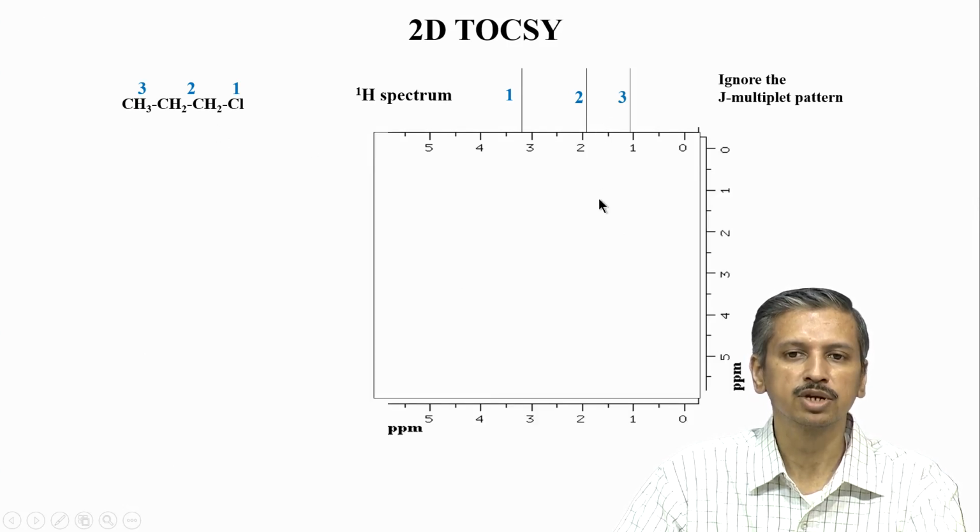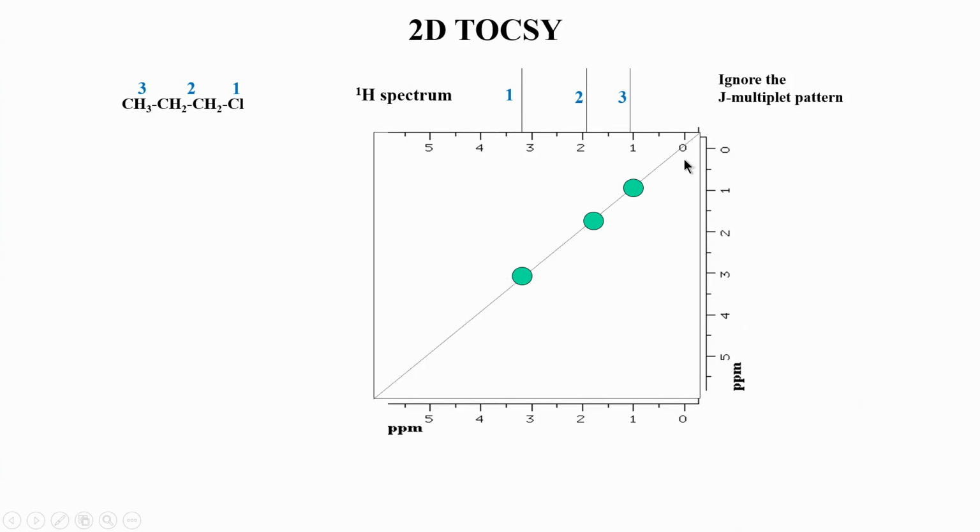Now if I draw a 2D spectrum, what kind of pattern will I get in a 2D TOCSY? This is a diagonal peak, which is similar to a 1D spectrum and similar to what we saw in the COSY. So, there is absolutely no difference as far as the diagonal peak is concerned between a TOCSY and a COSY. But let us analyze the cross peaks now more carefully.